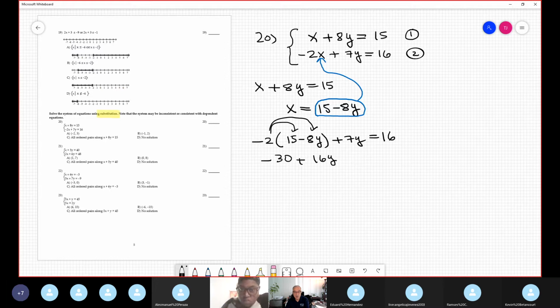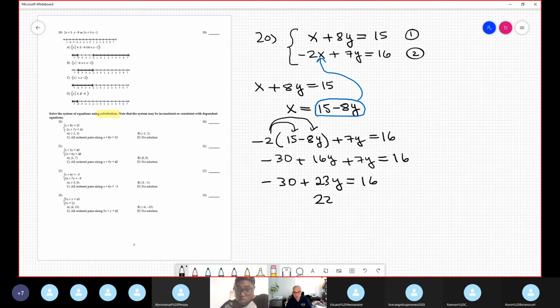No, plus 16, sorry. Because negative and negative together is positive, plus 7y equals 16. Entonces we combine later. 16 plus 7 is 23, I guess so. Just in case I check it in the calculator. 16 plus 7. Okay, 23. So we have -30 plus 23y equals 16.